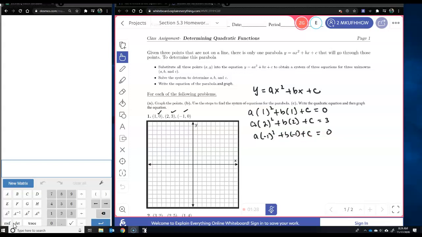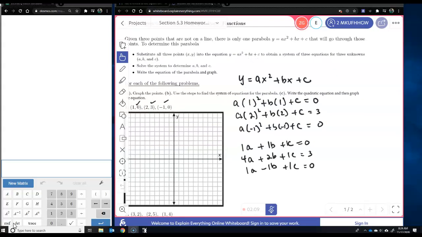So what are our equations? We have 1a, because 1 squared is 1, plus 1b plus 1c equals 0. We have 4a plus 2b plus 1c is equal to 3. And then the last one is 1a, since negative 1 times negative 1 is 1, minus 1b plus 1c is equal to 0.